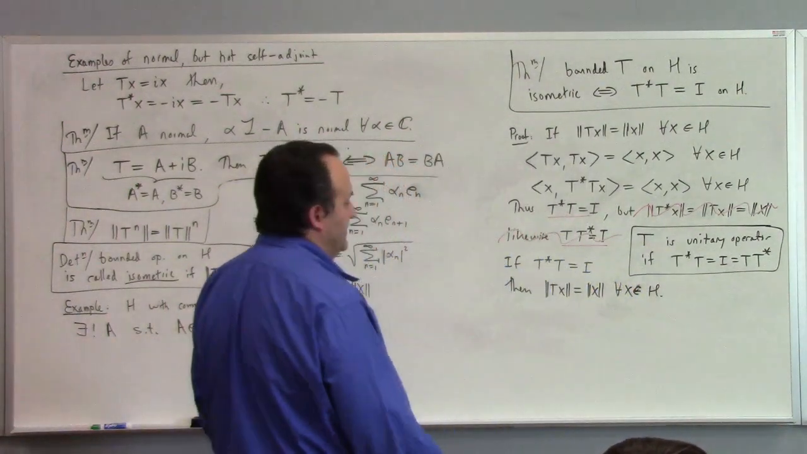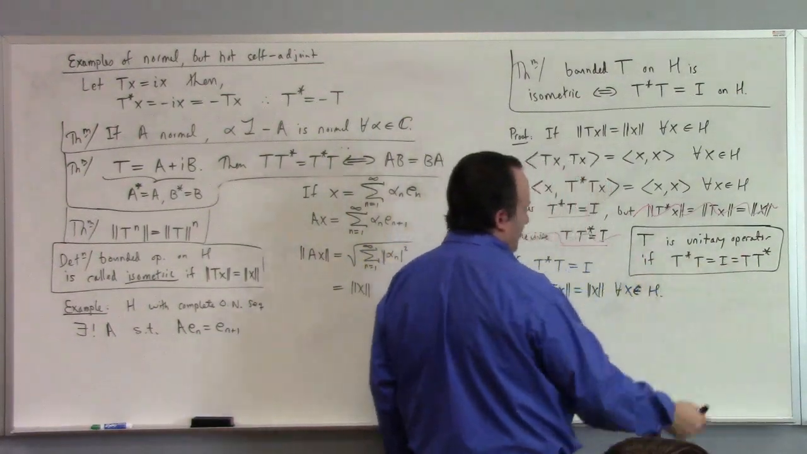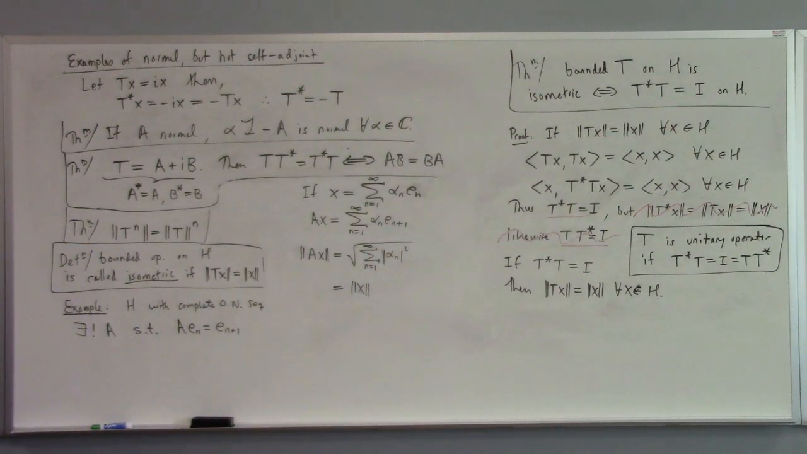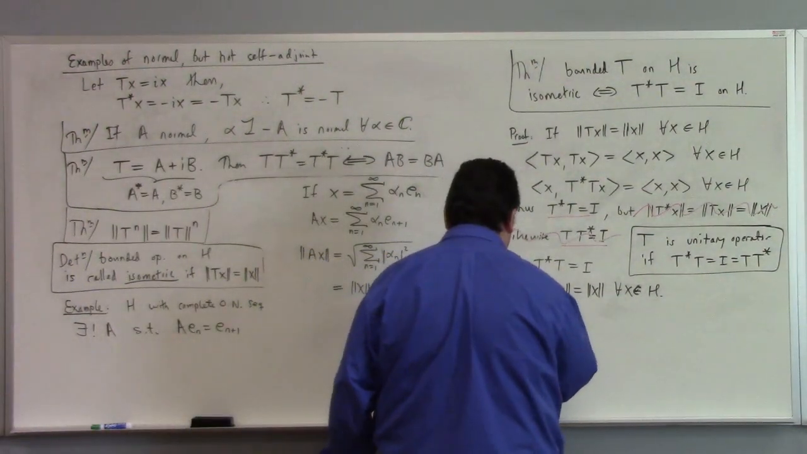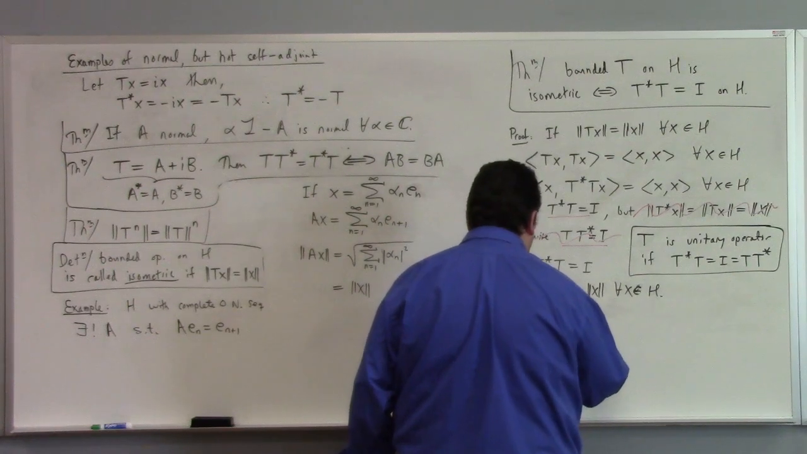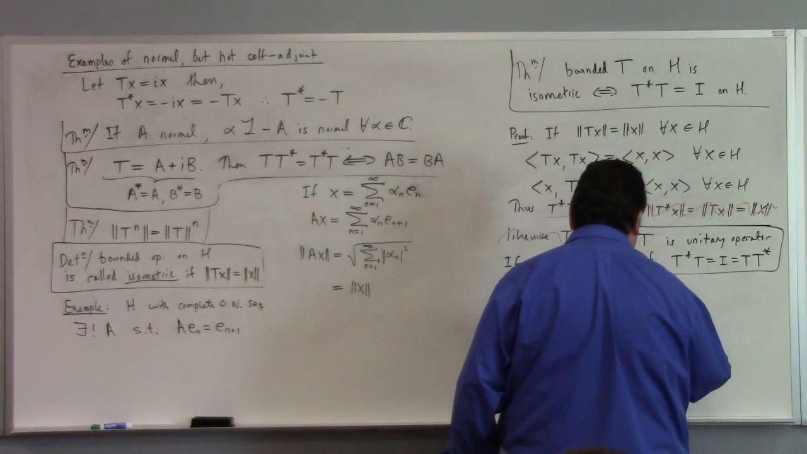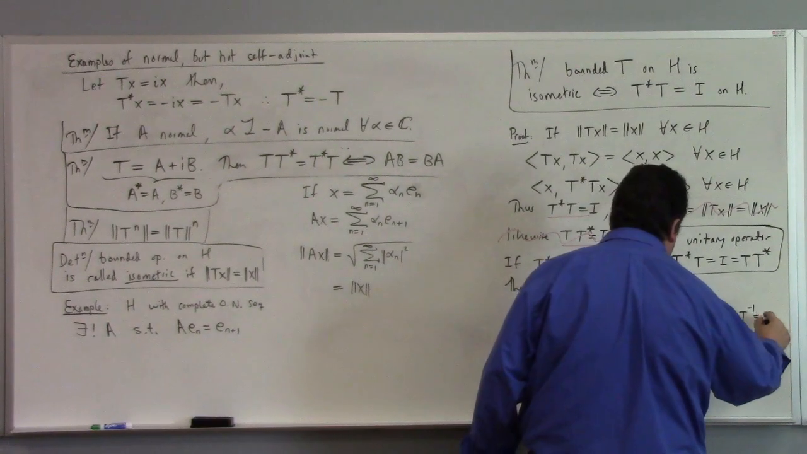Okay, so his definition is: T is a unitary operator if T star T is equal to I and it's equal to T T star. That's the definition of a unitary operator. Theorem: an operator T is unitary if and only if it's invertible. T is unitary if and only if T inverse exists and T inverse is equal to T star.